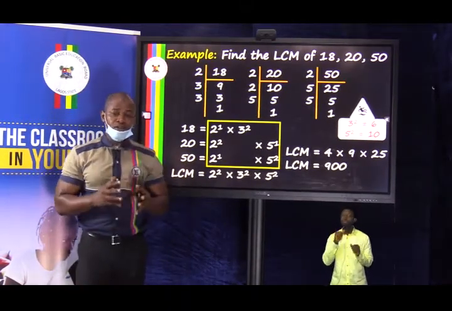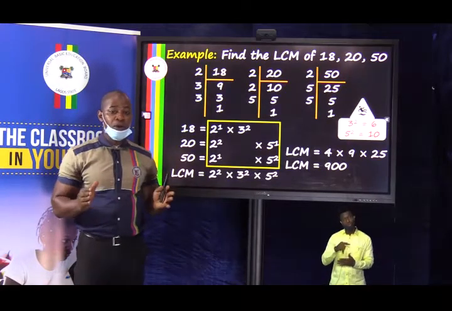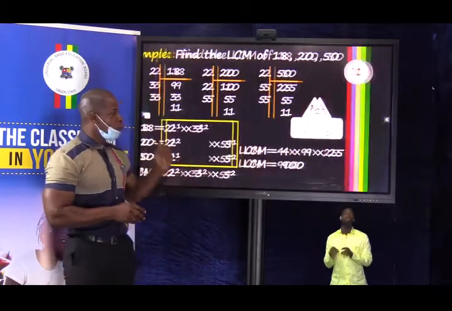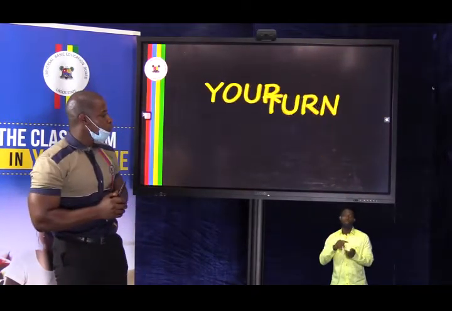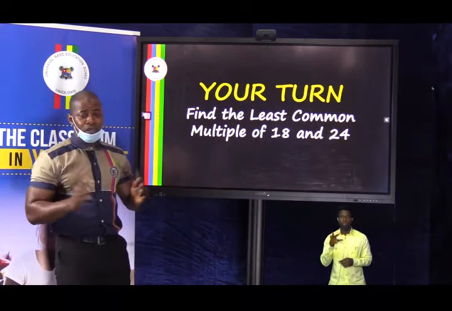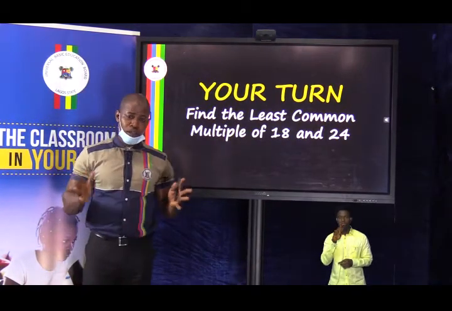Now, I believe that by now you've been able to cross out all gray areas, and you're ready for some activity of your own, which is coming up right about now. You are to find the LCM of 18 and 24. Easy peasy. So you have 1 minute, begin.